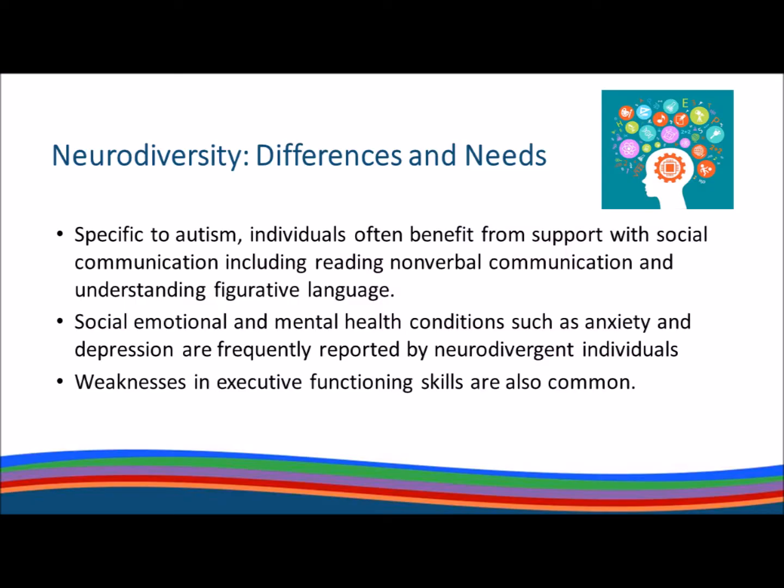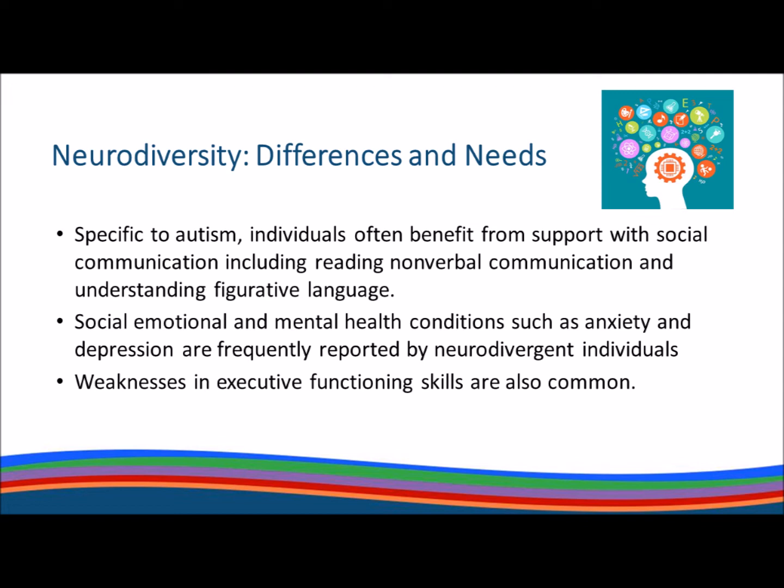Just as neurodivergent individuals have patterns of strengths, they also have patterns of impairments benefiting from support. So specific to autism, individuals often benefit from support with social communication, including reading nonverbal communication and understanding figurative language. This may impact reading comprehension, for example, and also written language. And in our full webinar, we'll dive into and explore some of the effective practices in the research literature for teaching reading comprehension and writing to autistic students. That's something of great interest to me.